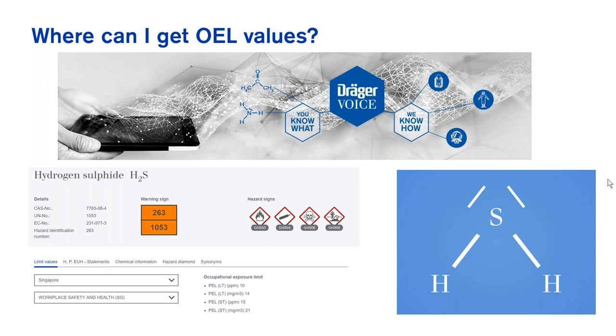However, we do recommend our website. We have what we call the Dräger VOICE system, which you can find linked at our Dräger website, www.dräger.com. You can key in your country, for example Singapore, as we show here, and we will automatically select the act for you based on the Workplace Safety and Health Act. You can determine the PEL, the exposure limit, and the OEL will be shown in this part. So you can search for your own contaminants and check what the OEL is for the environment.